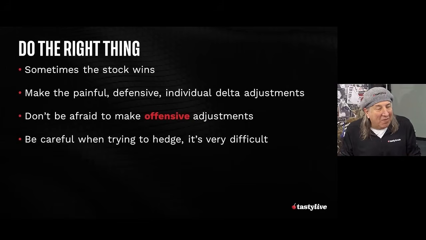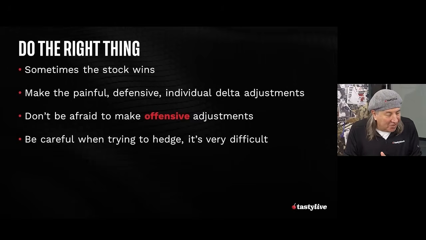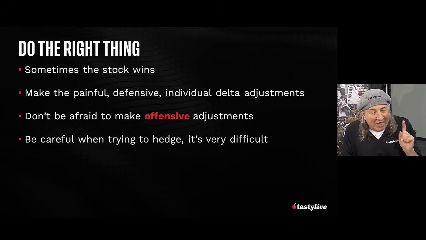Do not be afraid, on the other hand, to make offensive adjustments. You have a good position on. The IV rank is super high. You do not want to take the position off. You want to make an offensive adjustment by, for example, rolling down the calls. You want to make an offensive adjustment by rolling out to the next month and keeping the position on. On a position that you have going your way, there is absolutely nothing wrong with making an offensive adjustment. Now, here's the key to this, though.